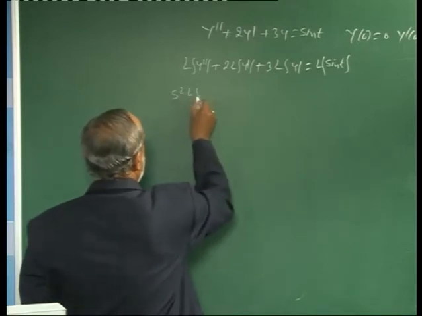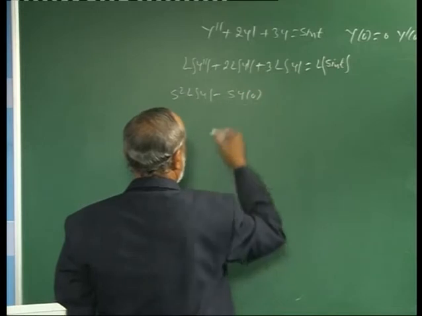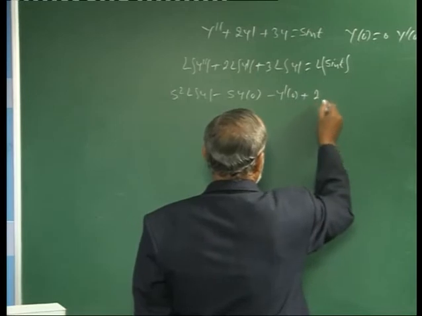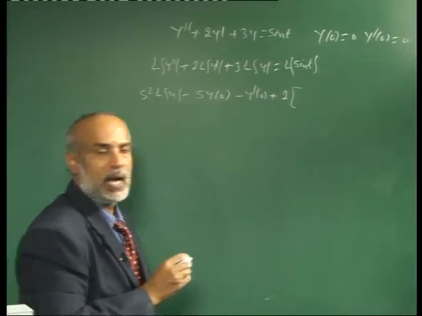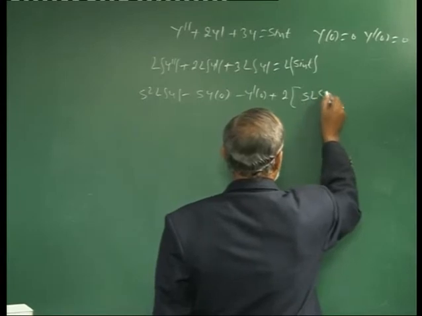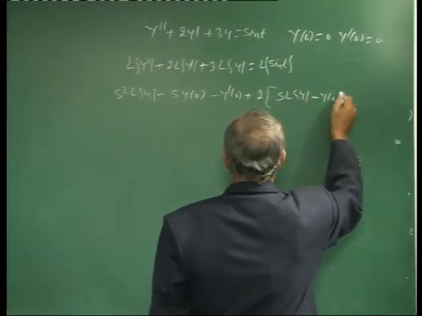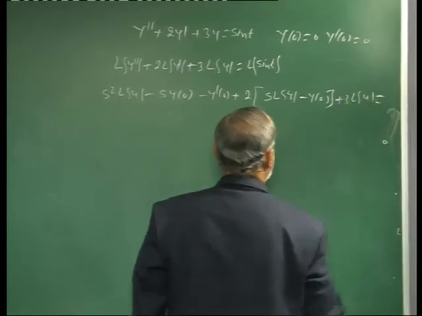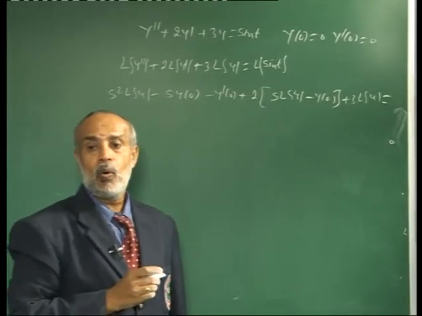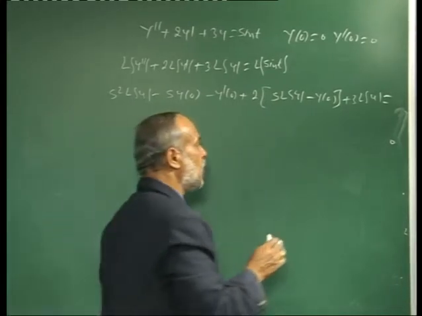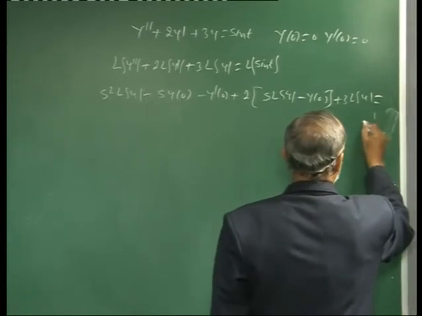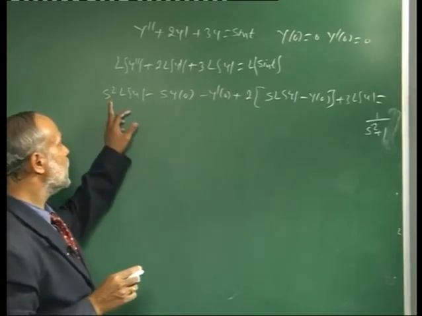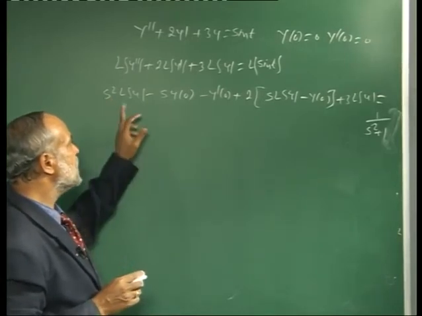Now, you can substitute. What do you get? s squared L of y minus s into y of 0 minus y dash of 0 plus 2 into L of y dash. L of y dash can be written as s into L of y minus y of 0, plus 3 into L of y is equal to L of sin t. L of sin t can be written as 1 divided by s squared plus 1. That is the formula. See here, after using the Laplace transform derivative formula, you get this equation.